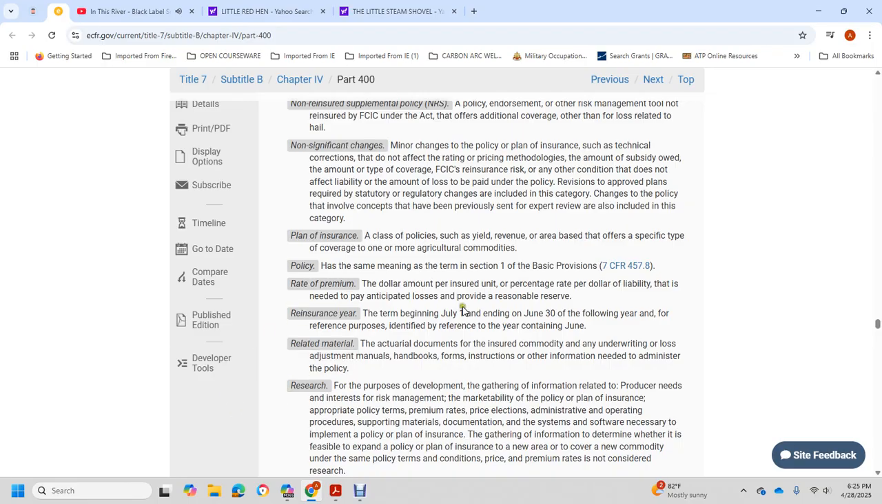Reinsurance year: the term beginning July 1st and ending June 30th of the following year, and for reference purposes identified by the year containing June.